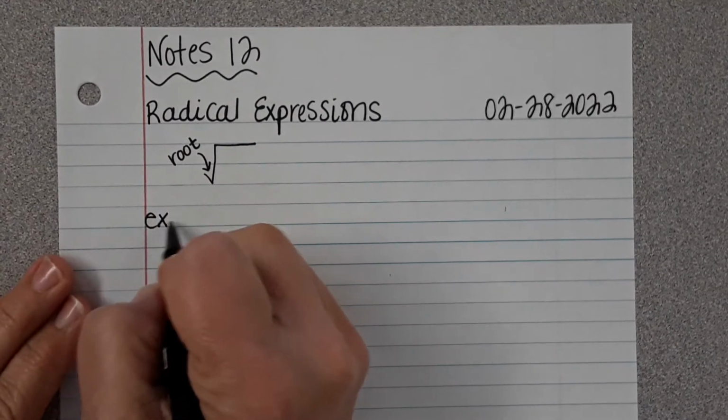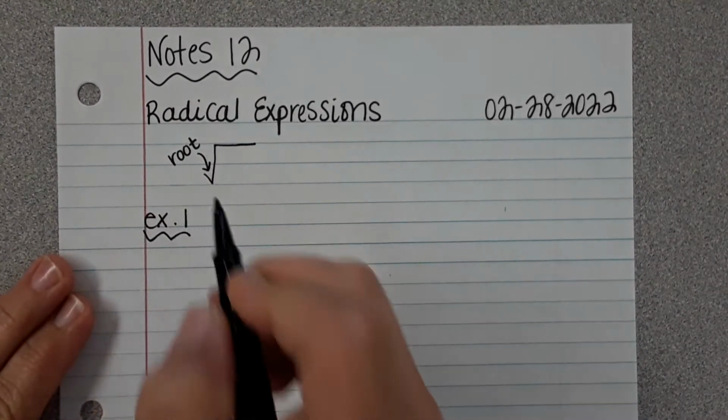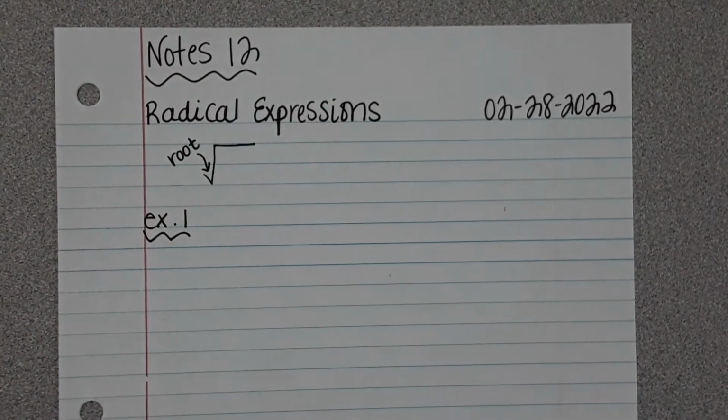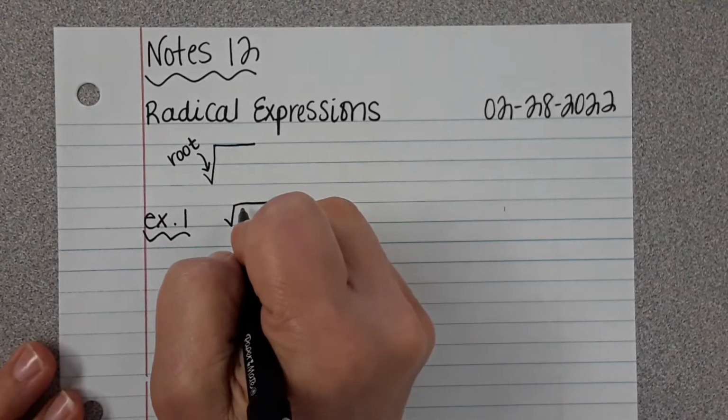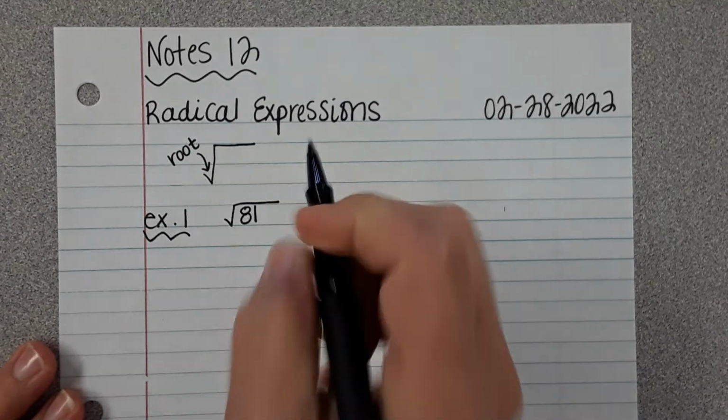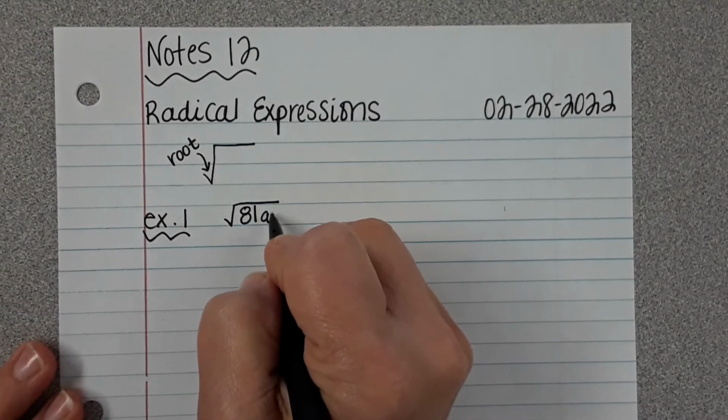So, example 1. Today, either they're going to be perfect squares or you're going to use your calculator. That is today's homework. They're either, again, going to be perfect squares where you shouldn't need to do a tree, or you're going to use a calculator, okay? So, our first problem is the square root of 81a squared.